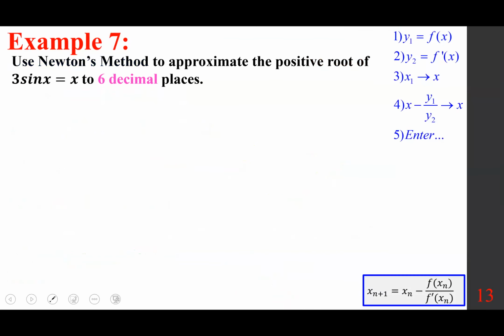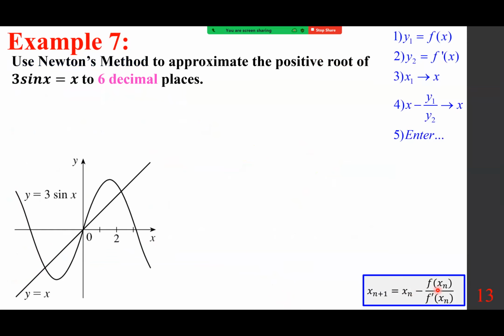Use Newton's method to approximate the positive root of this function, 3 sine x equals x, up to 6 decimals. For a case like this, and again, I have the programming written for you, the formula for Newton, and you have to sort of graph it to know where to start roughly. So this is the graph of y equals 3 sine x. This is the graph of y equals x.